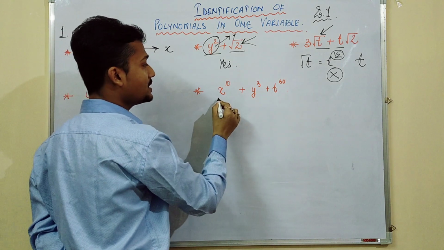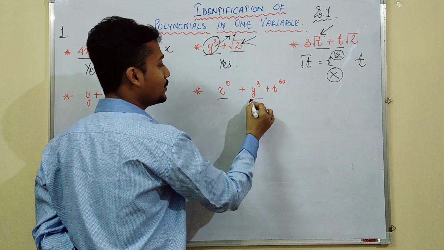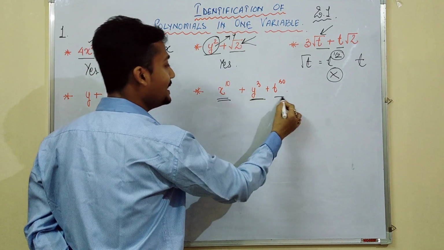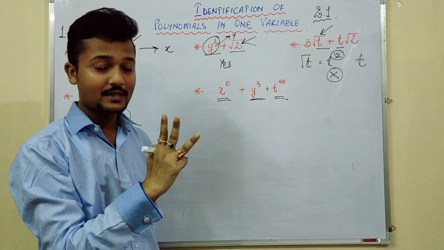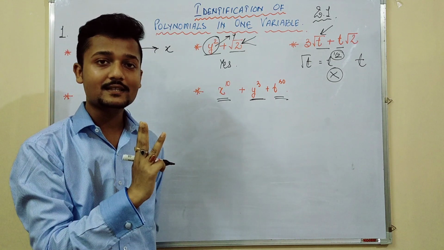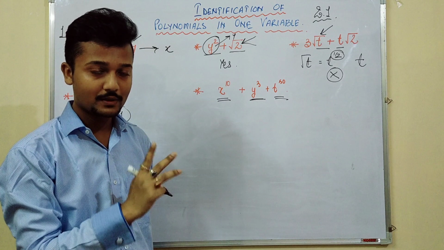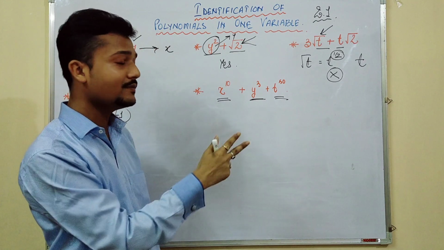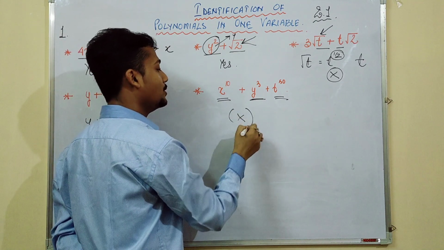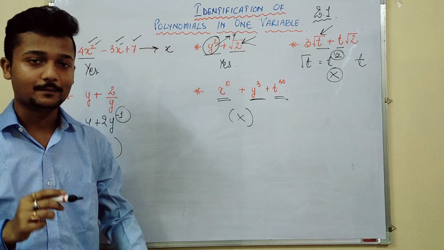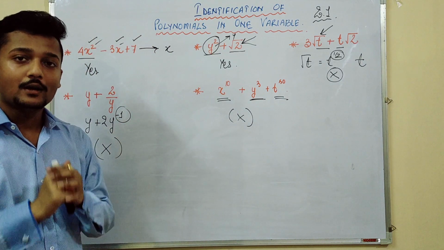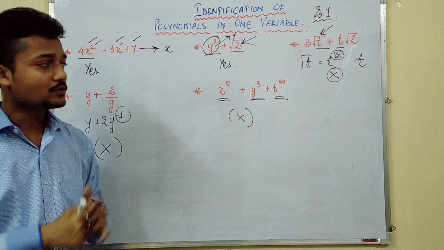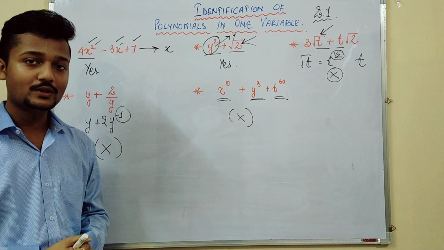Now the last question, here it is x, y and t. How many variables are there? There are 3 variables, and in the question it was clearly asked that you have to identify polynomials in one variable. But here there are 3 variables, so obviously it is not a polynomial in one variable. I hope you have understood how to identify a polynomial in one variable. So note it down quickly, then we are going to move on to the next part.